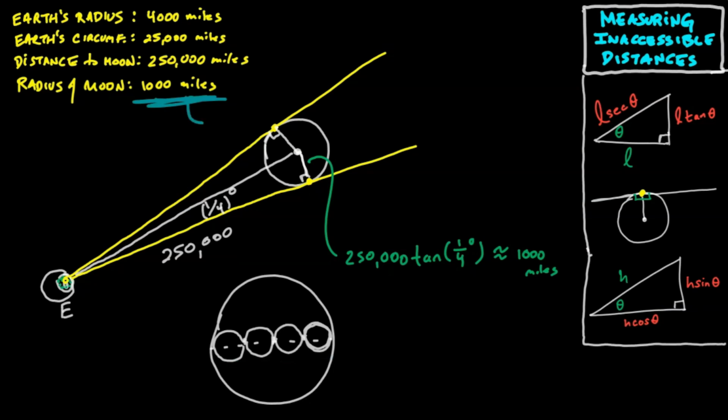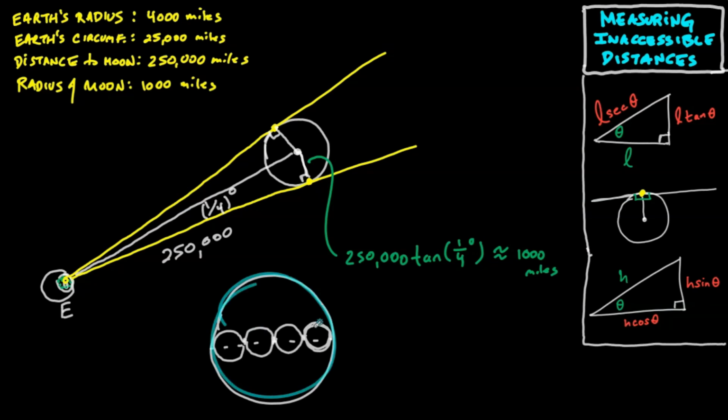And since the linear dimensions go up by a factor of 4 as we go from the moon to the Earth, that means the area dimensions would go up by a factor of 4 times 4, 16. So the surface area of the Earth would be 16 times the surface area of the moon. And similarly, since the linear dimensions go up by a factor of 4 as we go from moon to Earth, the volume dimensions would go up by 4 times 4 times 4, or 64, which means that the Earth's volume is 64 times the moon's volume.